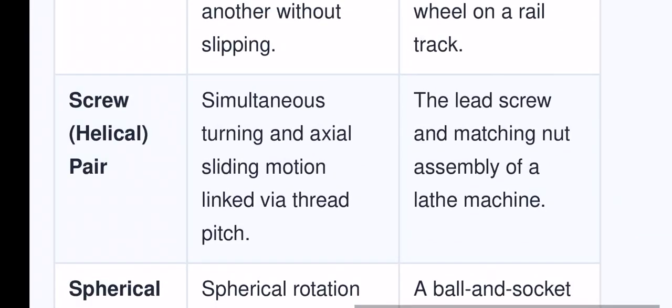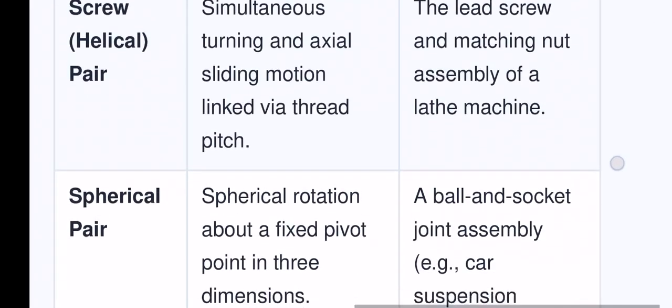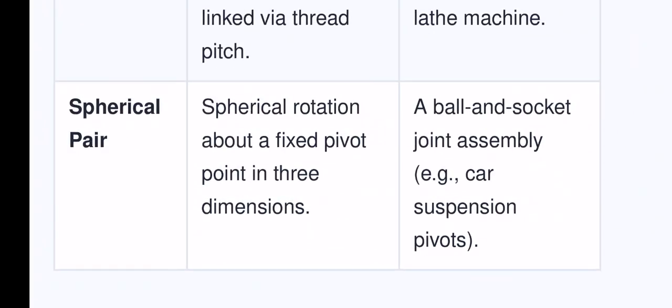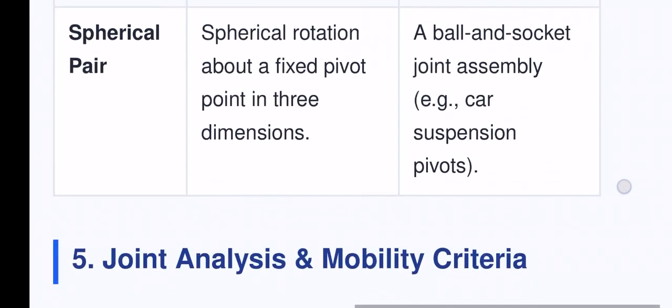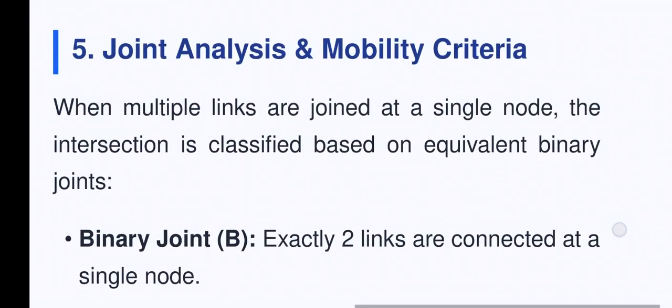Screw or helical pair: simultaneous turning and axial sliding motion linked via thread pitch, such as the lead screw and matching nut assembly of a lathe machine. Spherical pair: spherical rotation about a fixed pivot point in three dimensions, such as a ball and socket joint assembly, for example car suspension pivots. Joint analysis and mobility criteria.